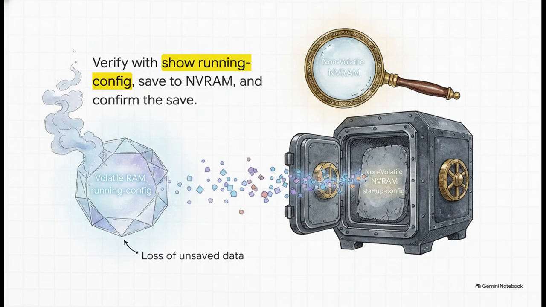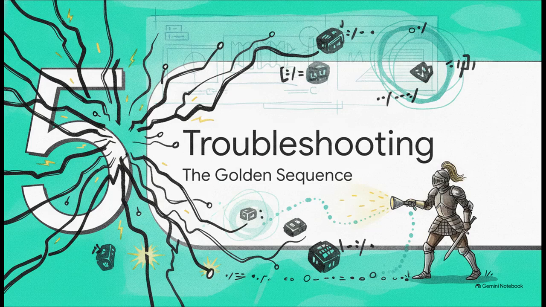Once your link is up and testing well, you have to commit those changes. And the pro way to do this is a 3-step process. First, show running-config to verify your changes look correct in RAM. Second, copy running-config startup-config to permanently save it to NVRAM. And third, show startup-config to validate the save actually worked. Because if you skip that second step and the router loses power, your unsaved configs are permanently wiped out. Poof, gone.